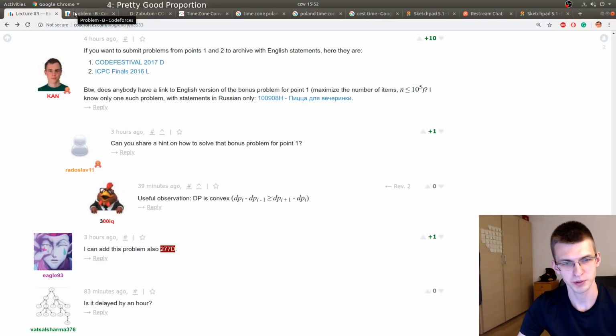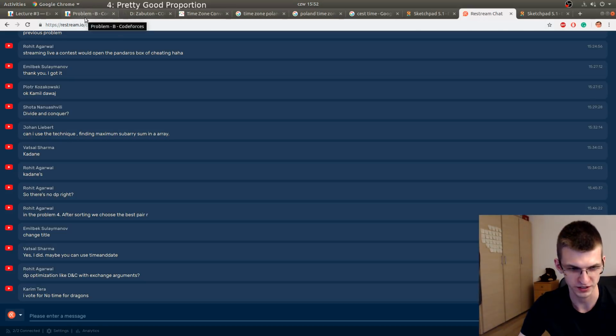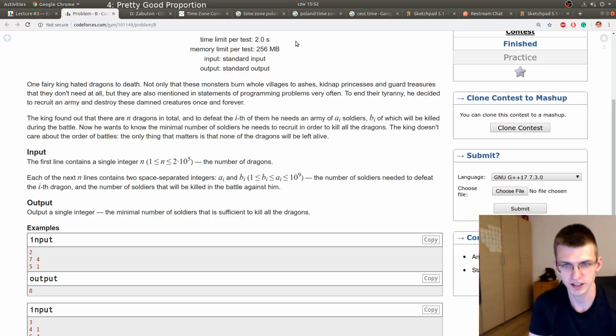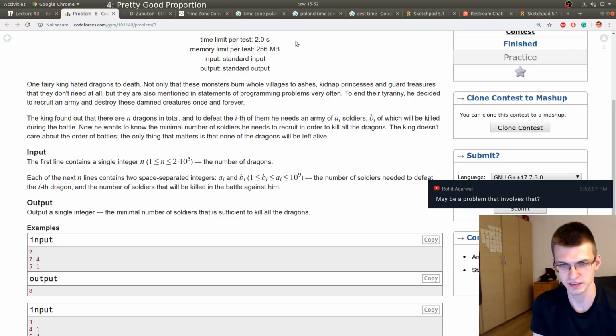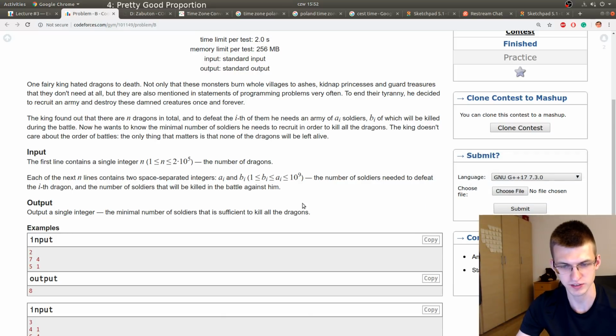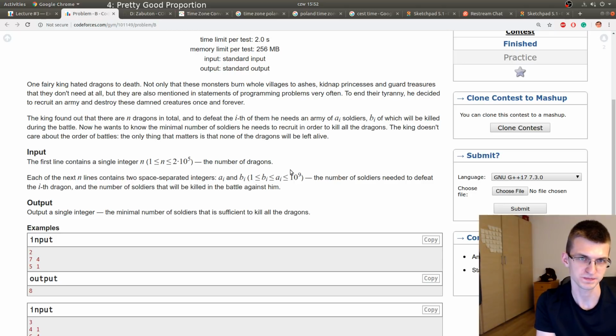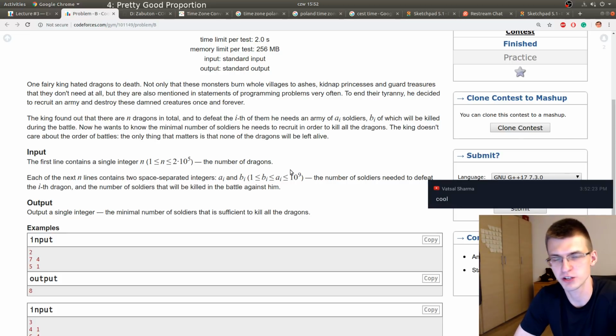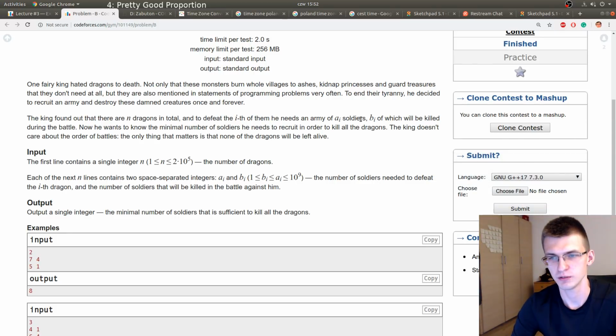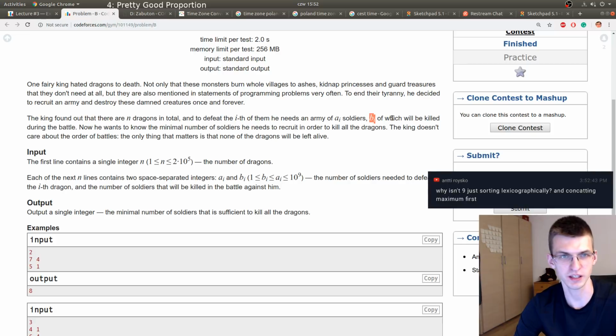So the problem posted by Dalex. While you think and maybe vote, let me read the statement again. There are n dragons. We have an army and we're asked about the minimal number of soldiers that is sufficient to kill all the dragons. So it will be similar to the problem about monsters, where I said that we could binary search, or maybe even just say what is the minimum required initial HP to survive. And here we have n dragons. For every dragon, we need an army of A_i soldiers to defeat it, and among them B_i will be killed. So at this moment when we fight this dragon, we need at least this number, and some number of them will be killed.